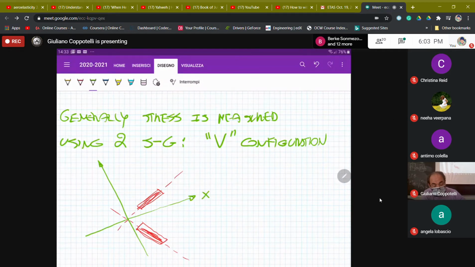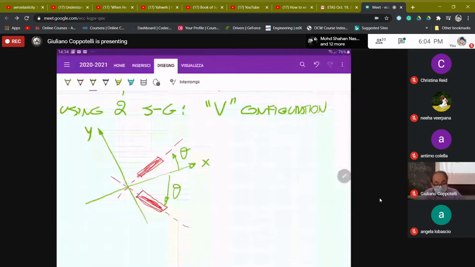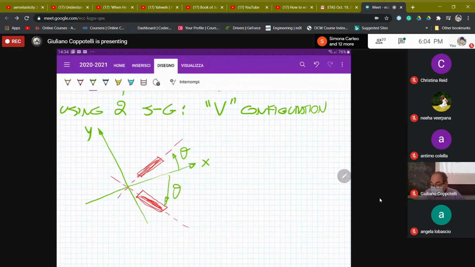So X and Y are the given reference frame, so that the two strain gauges could be identified in the given reference frame from the angles theta, assumed to be equal in amplitude. Let me call the upper strain gauge A and the lower one B.